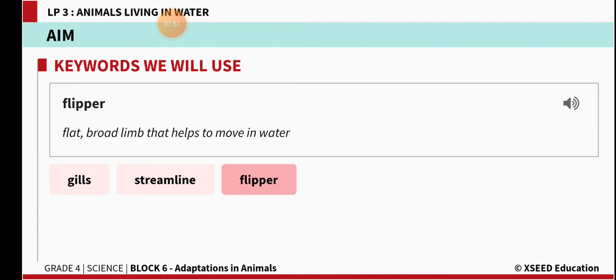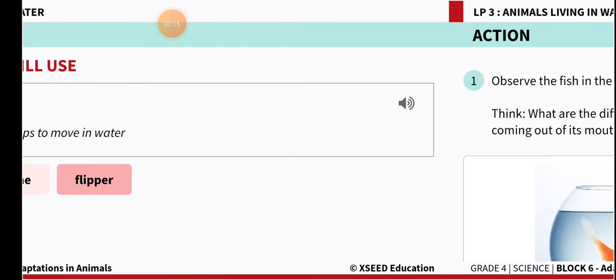And the next one, flipper. Flipper means a flat, broad limb that helps to move in the water. Very flat and broader limbs which help to move in the water. So these are the keywords. Neatly write it in your classwork, children.